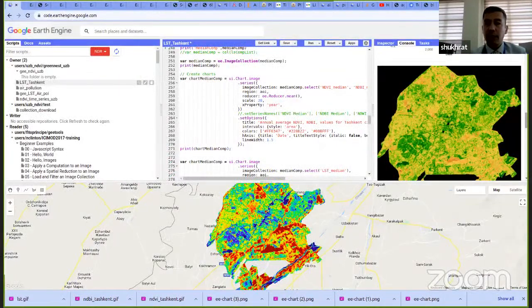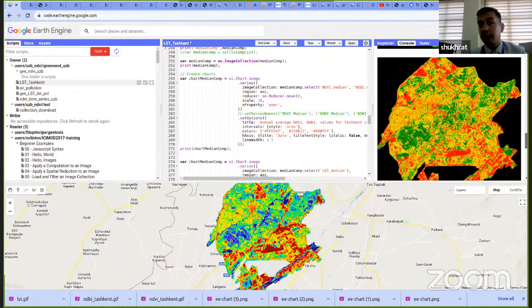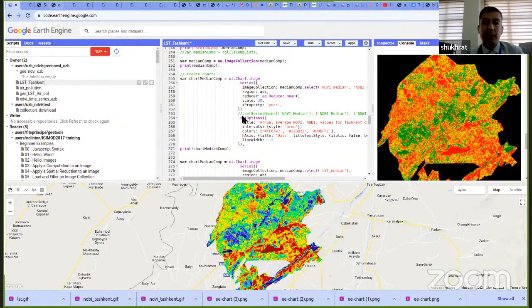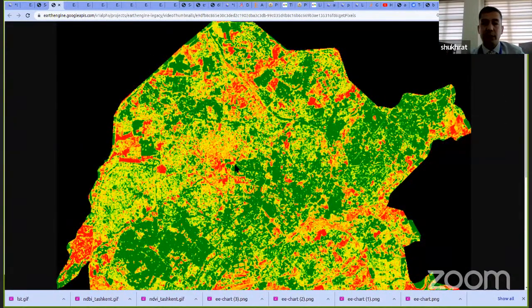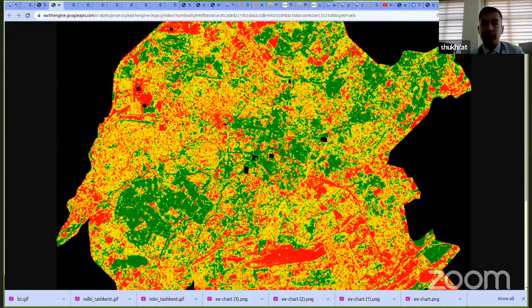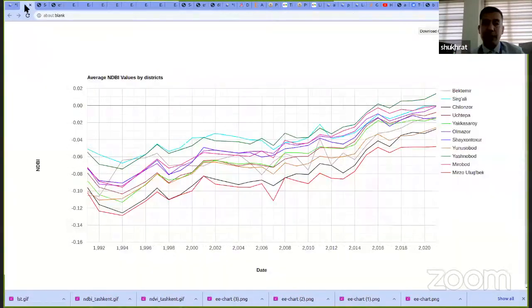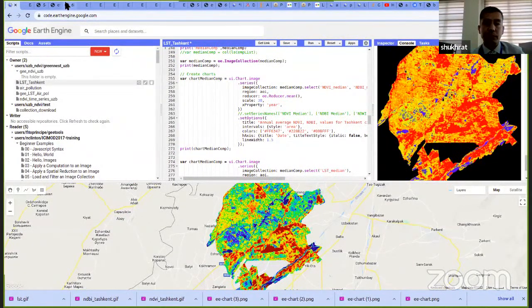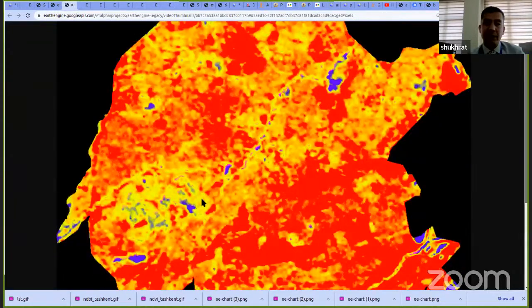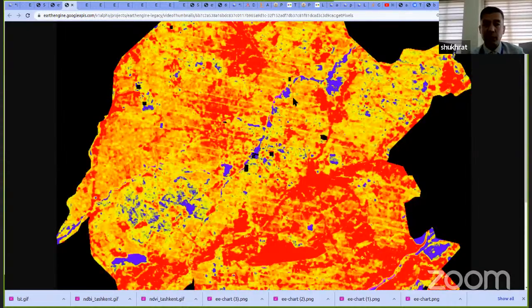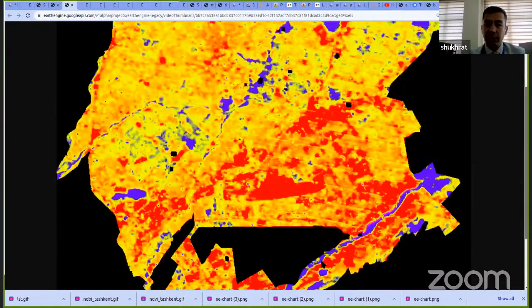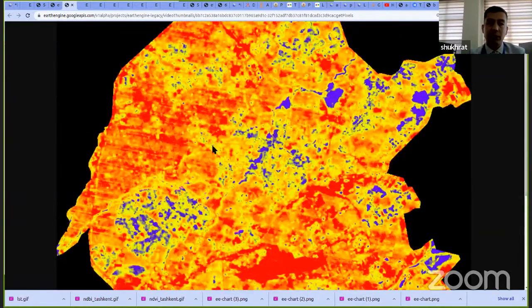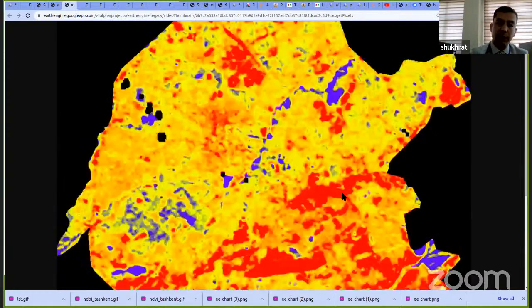And I also created some animations like this. This one is for the buildup area. You can see how buildup areas are increasing, changing from green to red, right? And the important thing is that I can show this one as well. This is the surface temperature. You can see where there is a river, I think this one is Anhor, the temperature is cooler. And this, I think, is the Chirchiq River, the temperature is cooler. And if you look at these buildup areas, it's red. The red means hotter surfaces.